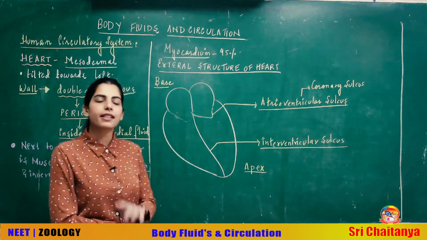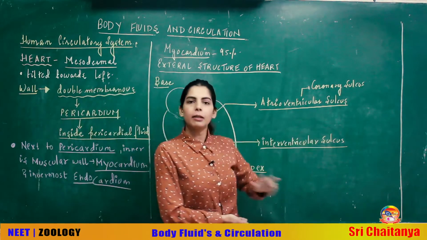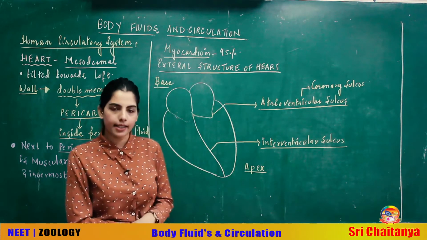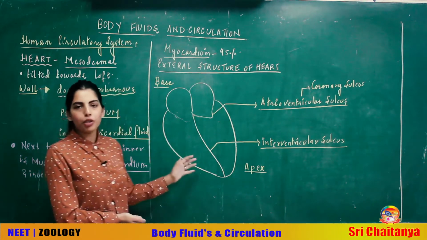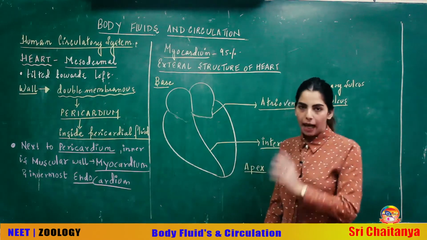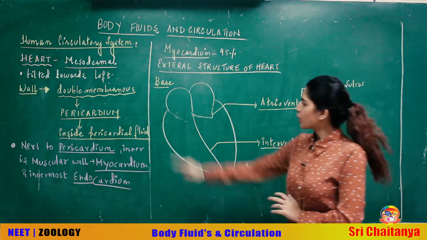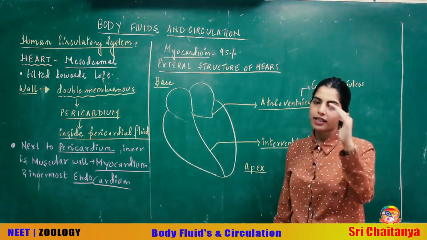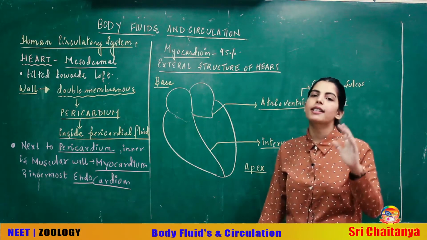Those boundaries are called sulcus. Also students, remember, whenever you make this structure, remember that this part is the base, not the apex, and this part is the apex. So base and apex, atria towards the base and ventricles towards the apex.